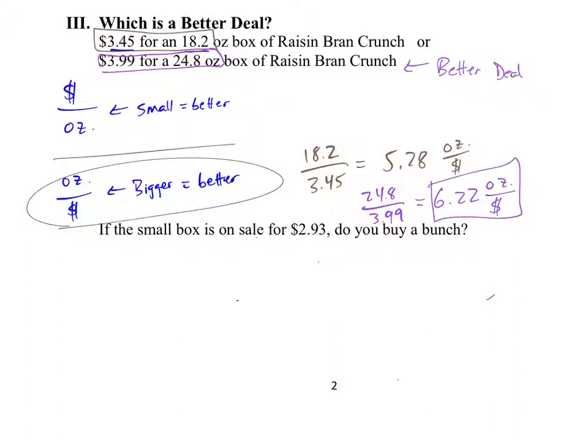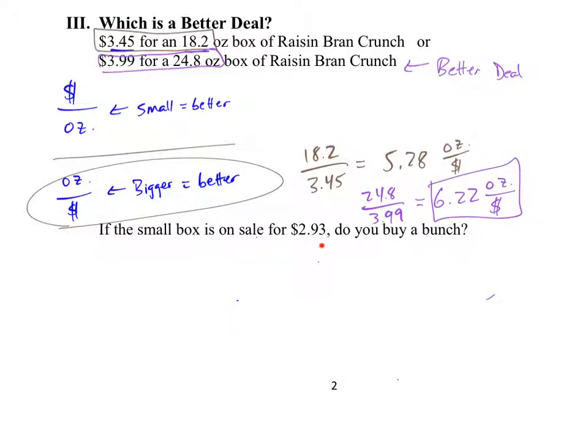If you'd done it the other way, if you'd gone with the top way, we would have come up with, if you turn the page in my notes, 19 cents per ounce for the first one and 16 cents per ounce for the second, with a little bit of rounding. So the second one would have been a better deal because it was only 16 cents per ounce rather than 19 cents per ounce.